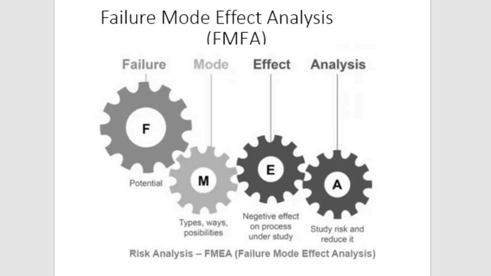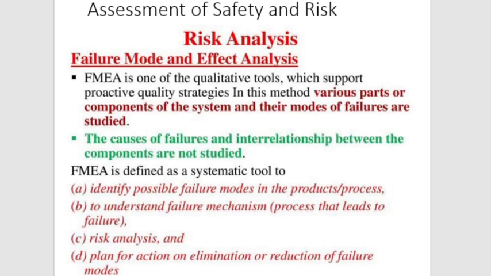Look at this diagram. This diagram is for failure mode effect analysis. F for failure, M for mode, E for effect, and A for analysis. FMEA is one of the qualitative tools which support proactive quality strategies. So proactive means before happening we have to stop. Before the hazardous events happen, we have to find them and eliminate them. This is called proactive method.